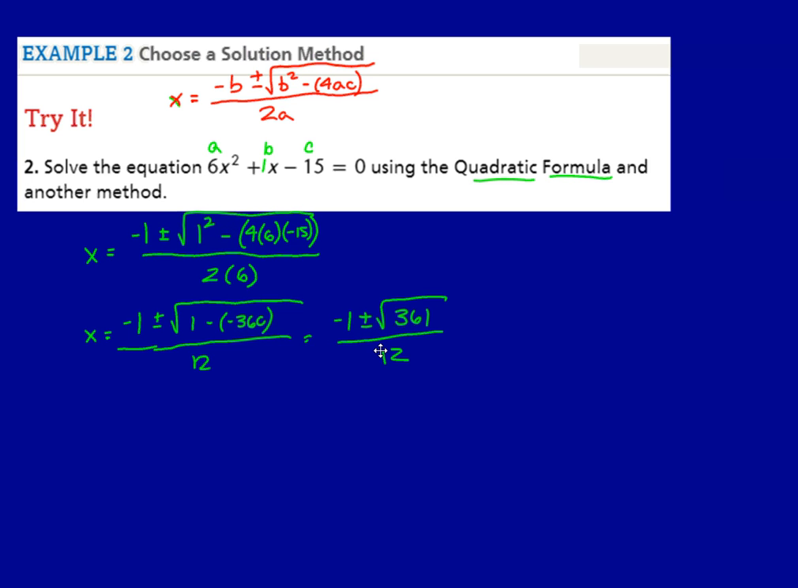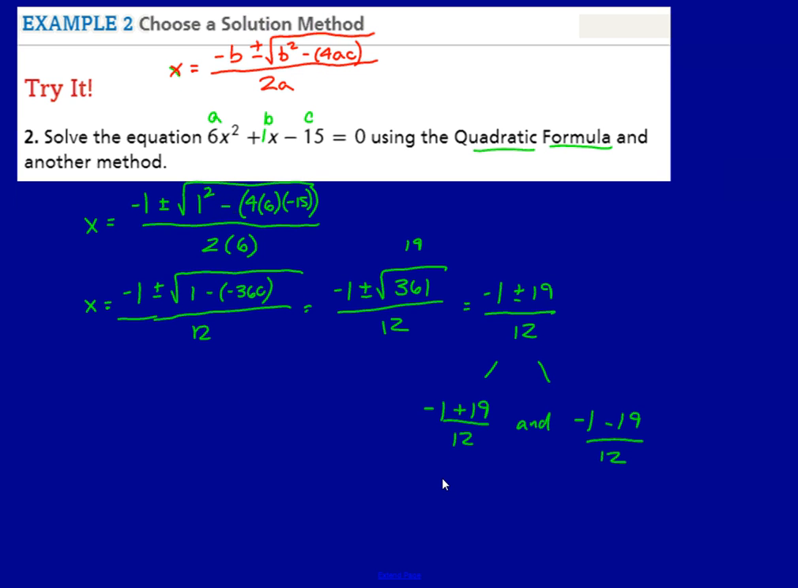Okay, so the square root of 361, that is a perfect square. You may use a calculator if you'd like to, or you might have that memorized. That is negative 1 plus or minus 19. The square root of 361 is 19, all over 12. Now this number will break down. We can separate this into two steps. It's negative 1 plus 19 over 12 and negative 1 minus 19 over 12. That's the plus or minus separated.